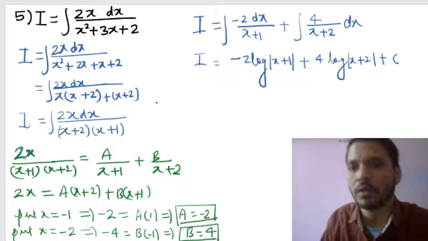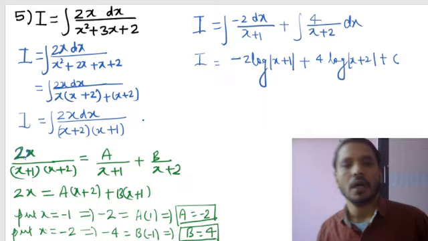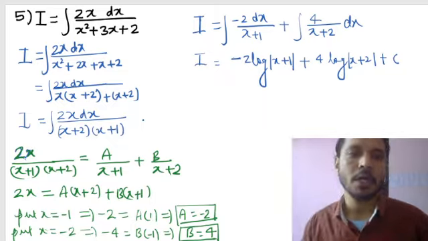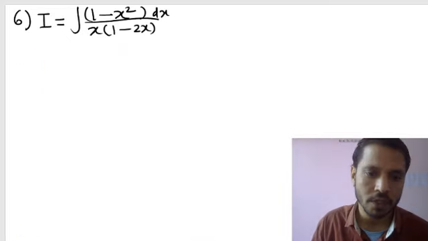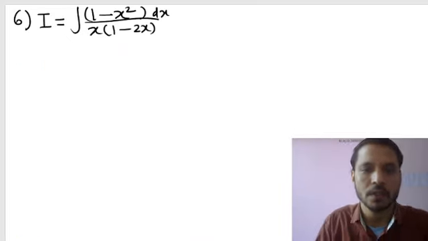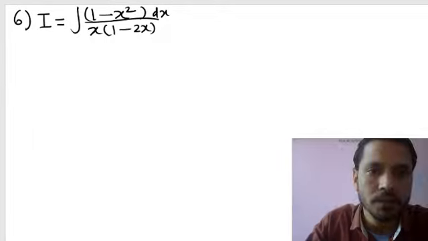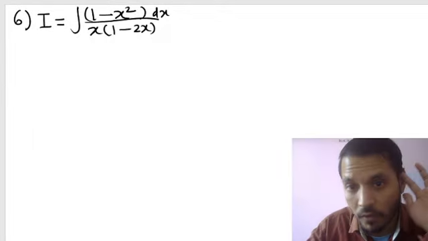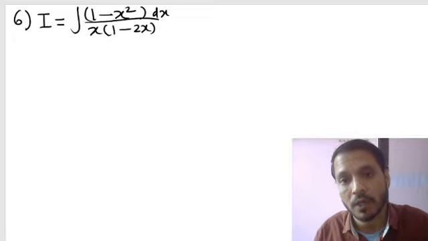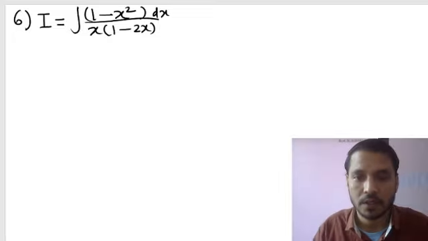This is equal to I. So this is the answer of question number 5. Now we are going to move on to the next question, that is question number 6. Here again we are given quadratic upon quadratic. How can we apply the partial fraction?